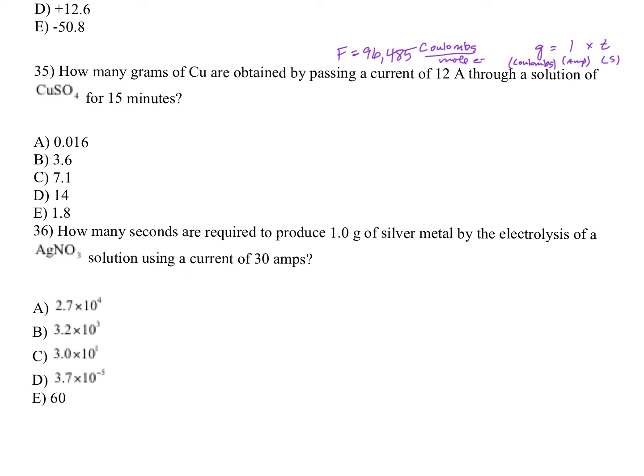And when you look at the information you have here, if you label this, you can see that this is time and that this is I. So I have two variables from this equation, but I'm not being asked for coulombs. I'm not being asked for charge. I'm being asked for grams. Okay, so I have to do a two-step process.